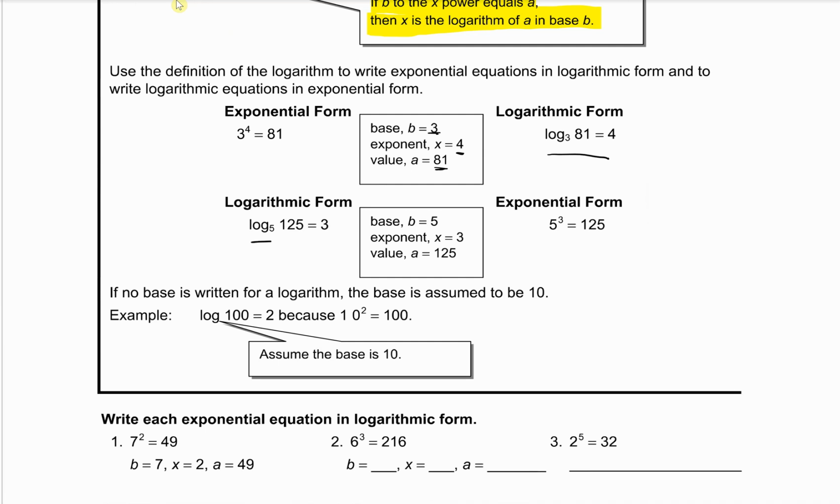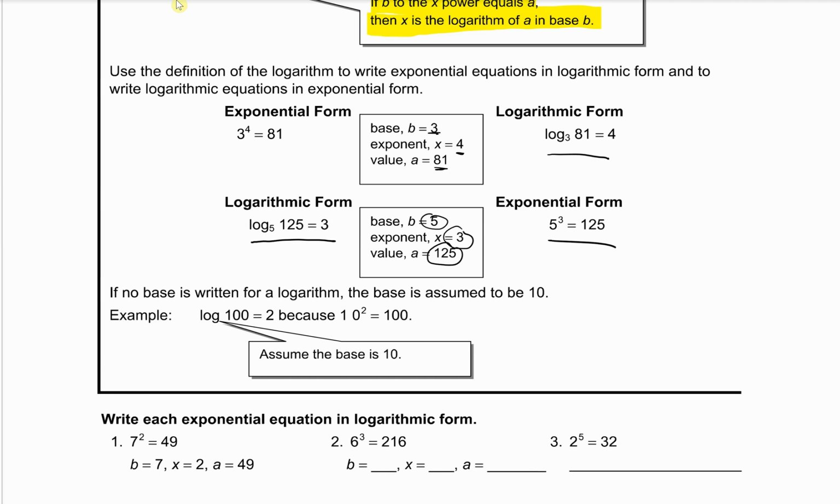Here, I can go back the other way too. If I have a logarithmic function, its inverse is an exponential. So if I have log base 5 of 125 equals 3, the base, the little number down there, is 5. The exponent is what it equals, 3. And the value is 125. So I can put those together as 5 to the 3rd power equals 125.